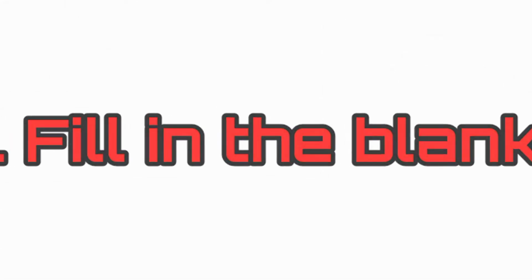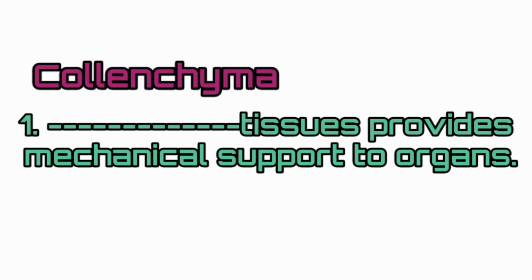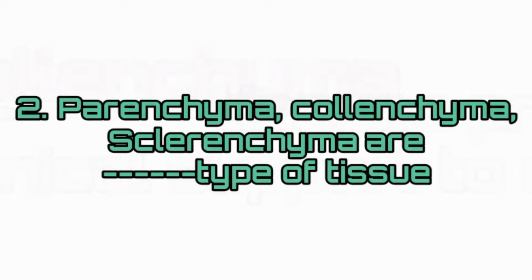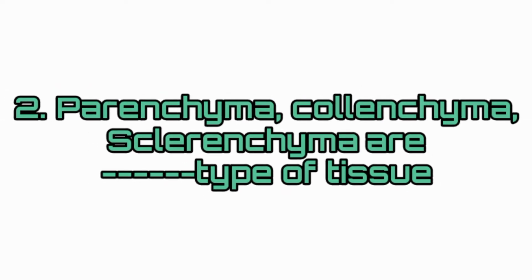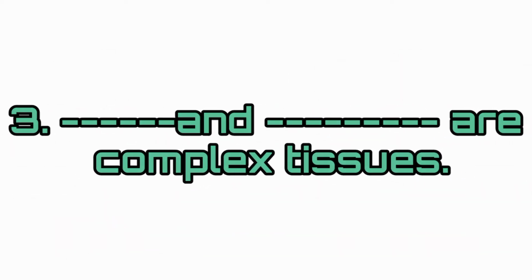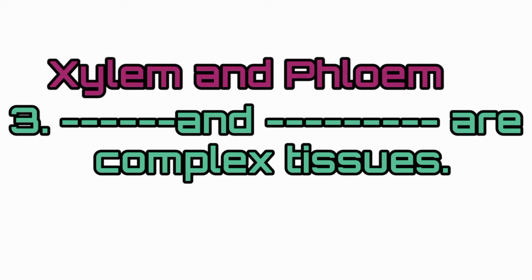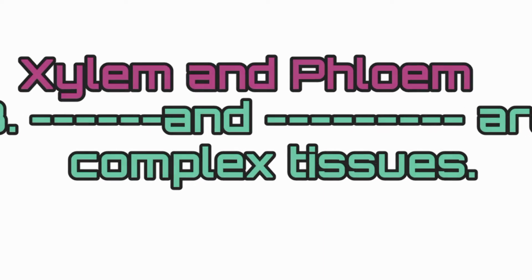Fill in the blanks. Dash tissue provide mechanical support to organs. Answer, collenchyma tissues. Second question. Parenchyma, collenchyma, sclerenchyma are dash type of tissue. Answer, simple tissue type. Third question. Dash and dash are complex tissues. Answer, xylem and phloem are complex tissues.